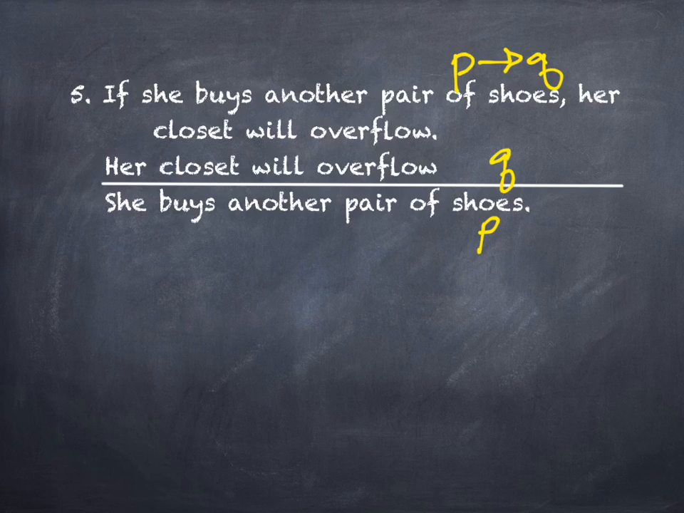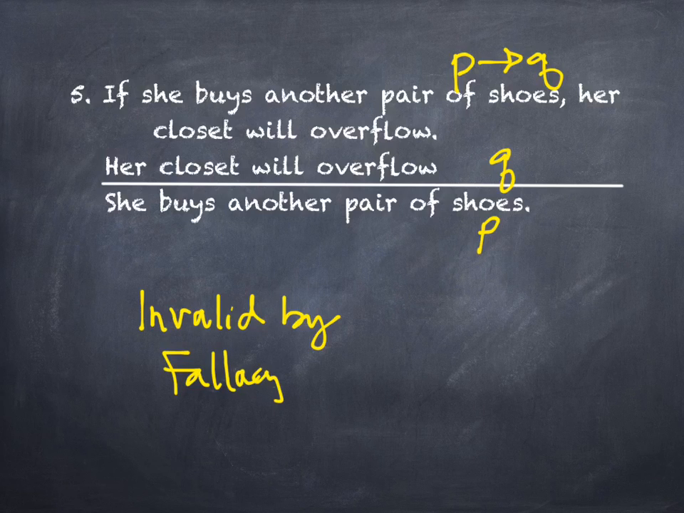So go back and look. Which one is this? Fallacy of the converse. So is it valid or invalid? It's invalid. So you can write invalid or fallacy. I'm going to write invalid, but if you write fallacy, it's the same thing. This is invalid by fallacy of the converse.